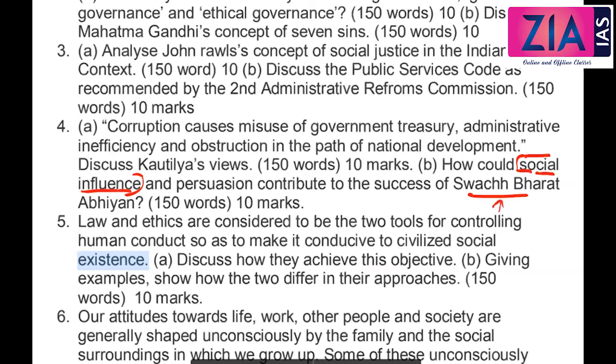Secondly, what is persuasion? We have discussed this many times again, it's all about convincing people in a positive way, right? So you can convince and you can talk about the bad side of open defecation, and that will actually promote Swachh Bharat Abhiyan. Very general question. I don't think that you will face any problem over there also.